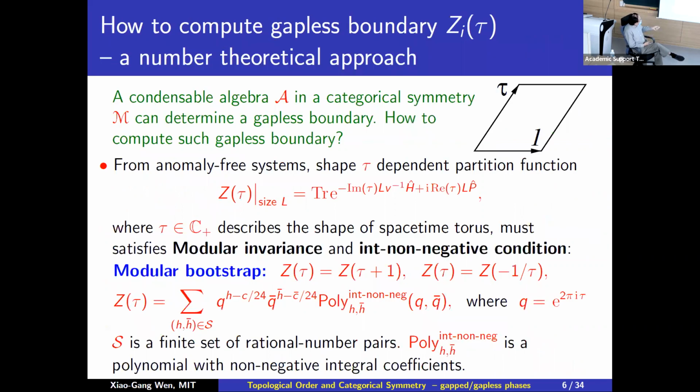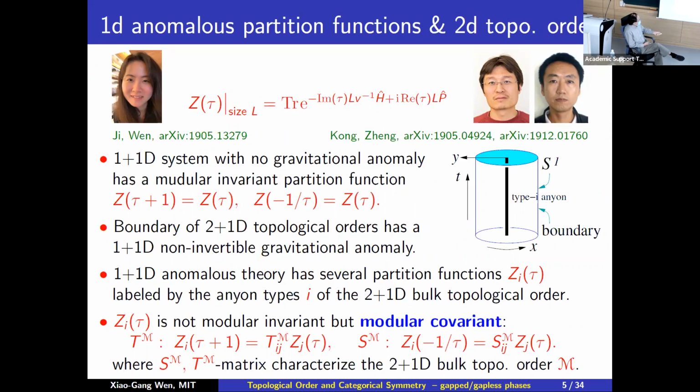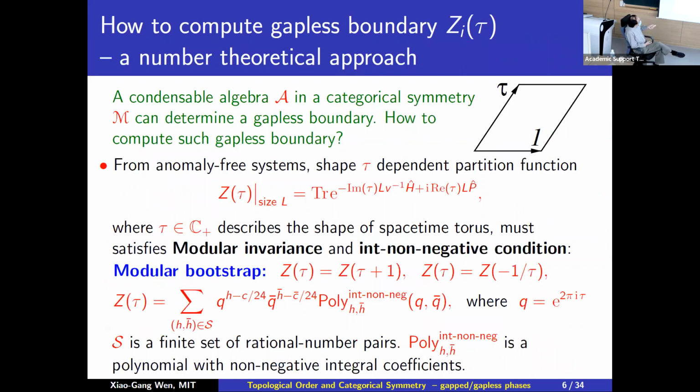So now, how to solve this equation? I want to emphasize that solving this kind of equation is actually a number theoretical method. Usually when you compute a critical theory, you do epsilon expansion, Lagrange expansion, or something. It's like a Feynman diagram method. But here it is a number theoretical method.